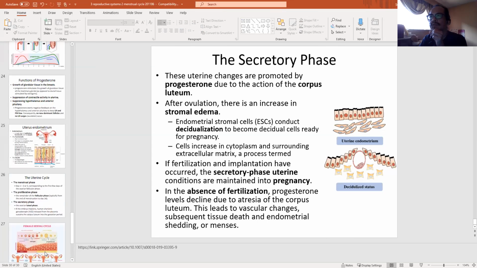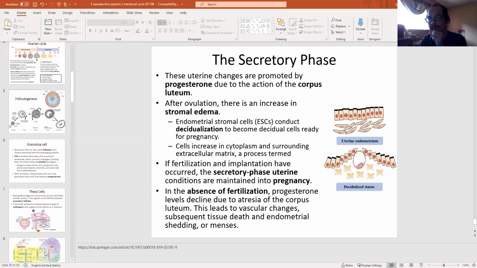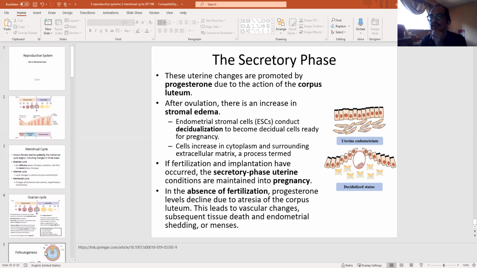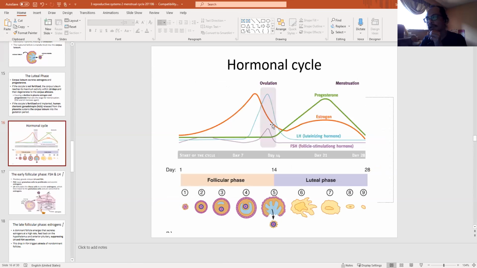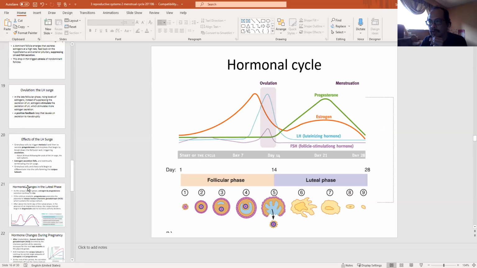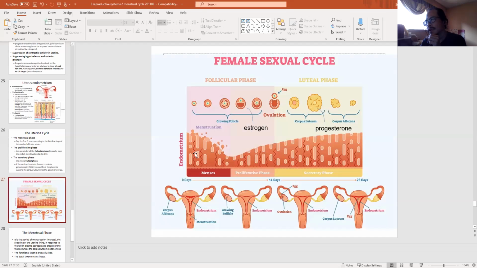I hope you have a good understanding of this menstrual cycle, which includes the hormonal changes and also the follicular changes. With these two changes, what we see is the uterine endometrium changes.